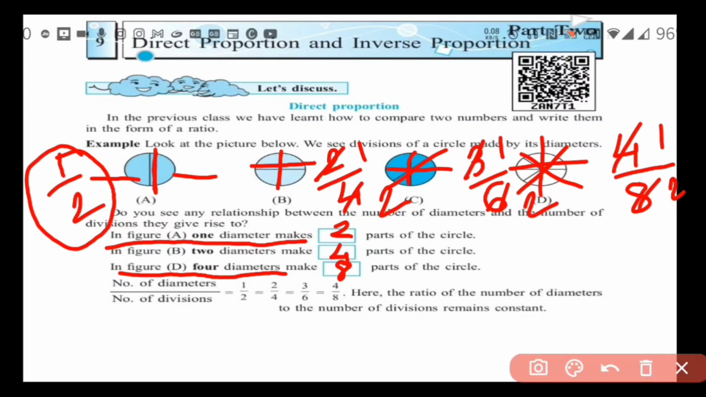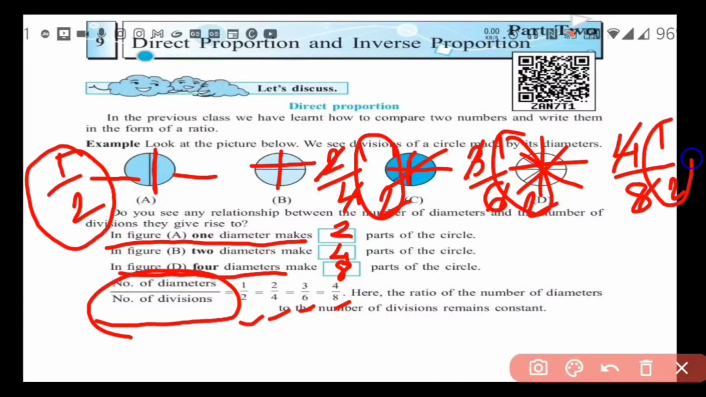That means these ratios are equal. Number of diameters upon number of divisions of the circle is 1 upon 2, 2 upon 4, 3 upon 6 and 4 upon 8. Here the ratio of number of diameters to number of divisions remains constant. Every time we are getting 1 upon 2. That means the ratio is constant. So in direct proportion, the ratio of two quantities is constant.